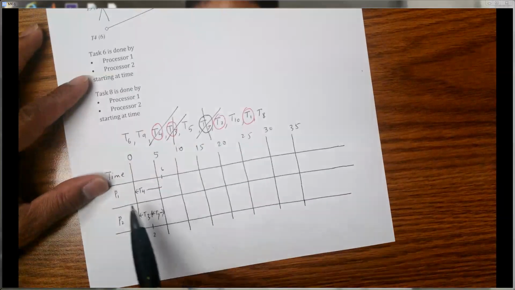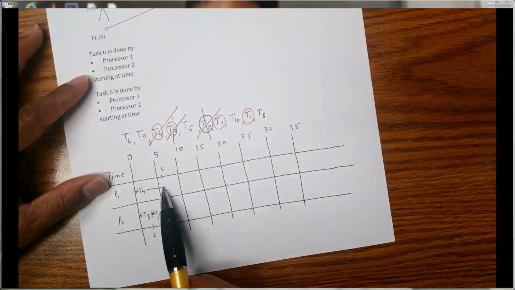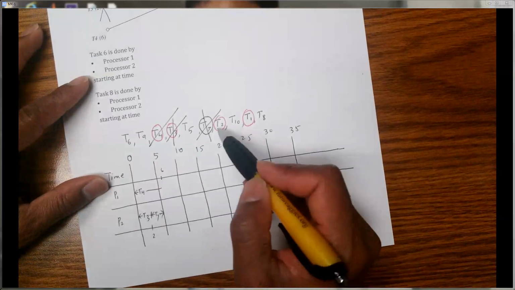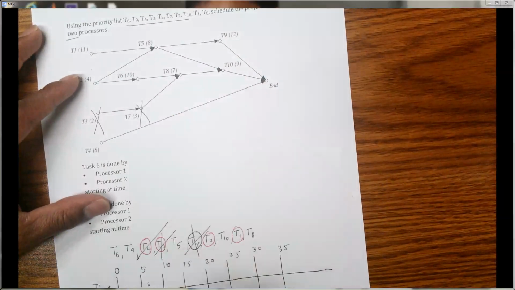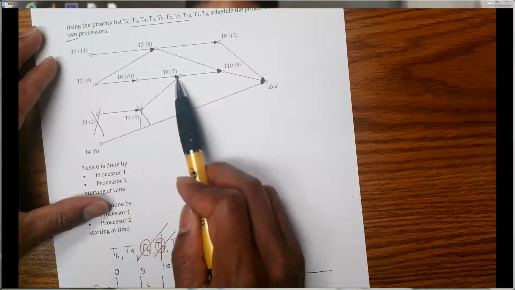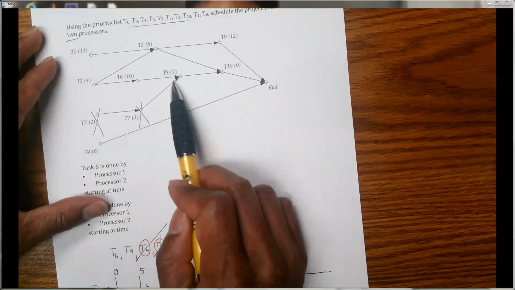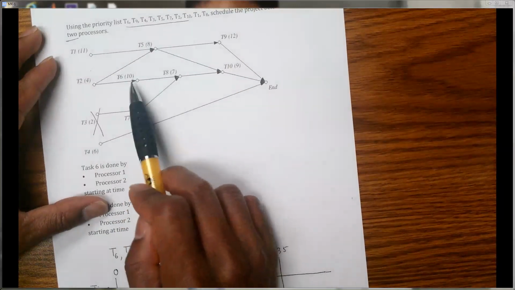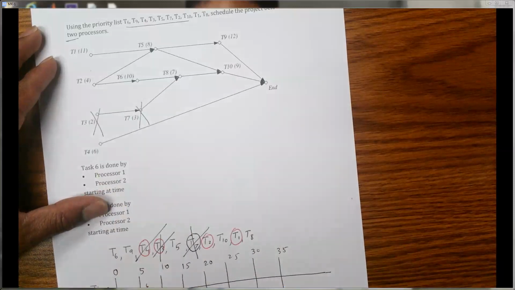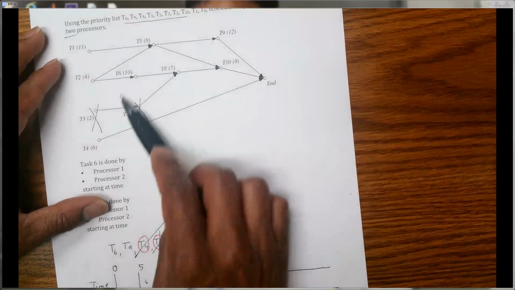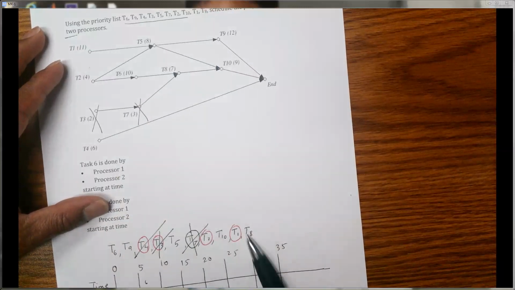You can see that P1 is still busy with T4 because to complete T4, P1 takes 6 days. So on day 5, T7 is done. If we go back to the diagram, we can see that T7 is done, but that would not help us make T8 available, because to make T8 available, you also have to finish T6 and then T2. So no new task becomes available here.